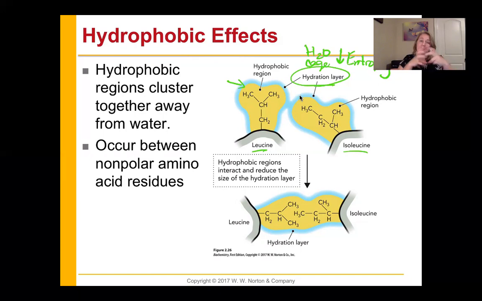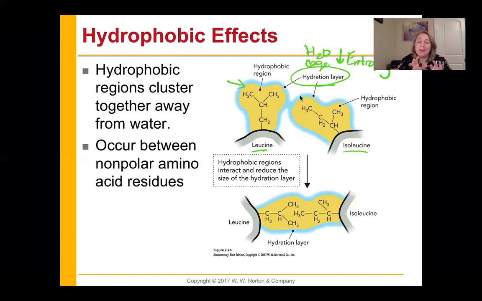So if you reduce the size of that hydration layer, then what you're going to end up with is an energetically more favorable situation, right? Where you're offsetting a little bit of that decrease in entropy. Yes, you do have a hydration layer, but it's a smaller hydration layer. So that's pretty cool. You can think about it like this.